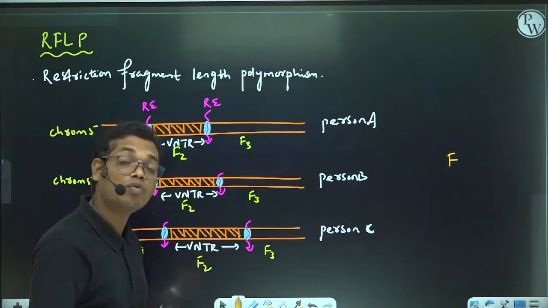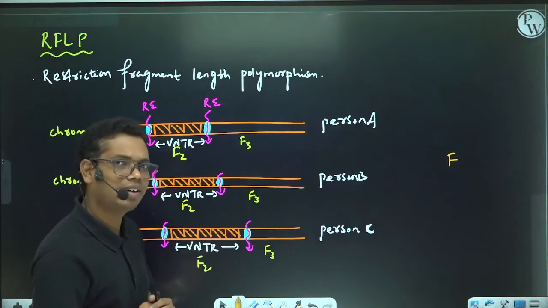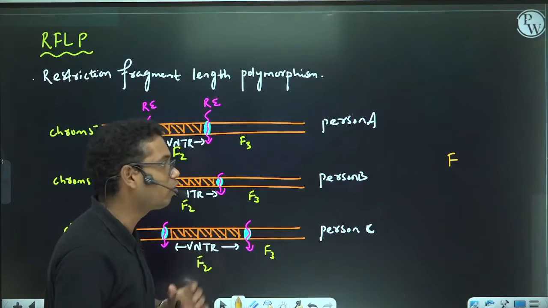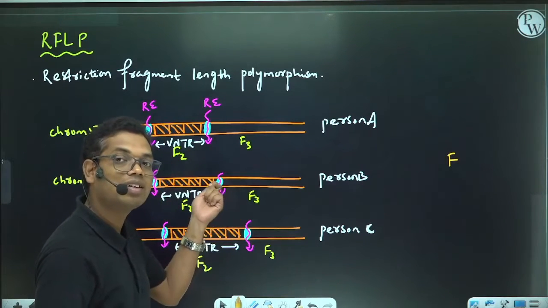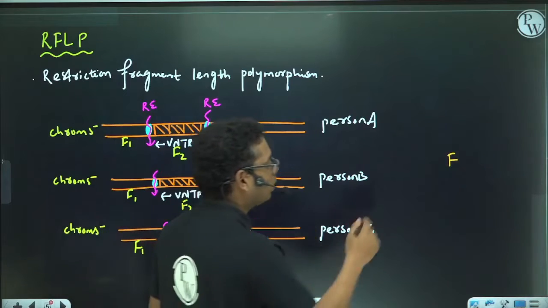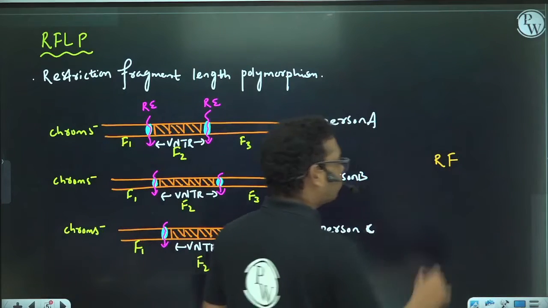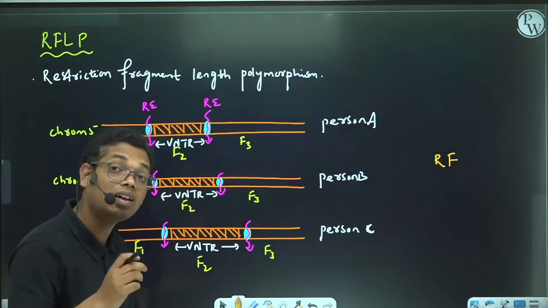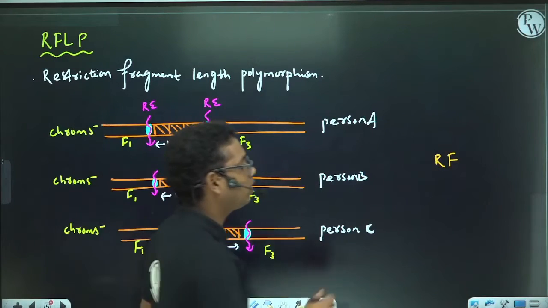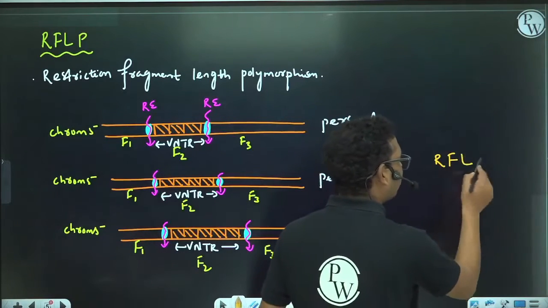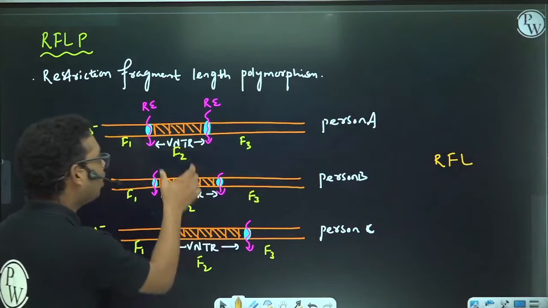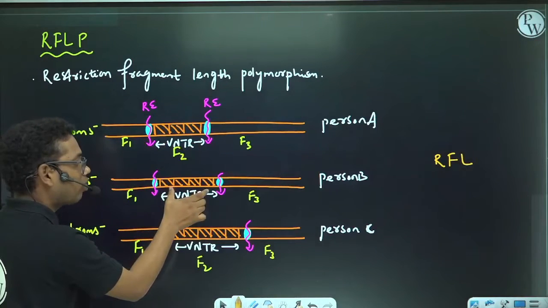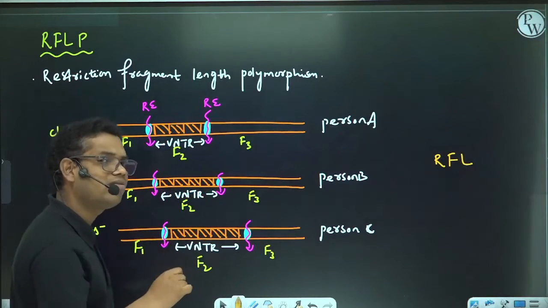And cutting by what? Cutting by the restriction endonuclease, and that is why these fragments are called restriction fragments. And here I am talking about the length of these fragments. So I will call this restriction fragment length, and you can see that the lengths of these fragments are varying.